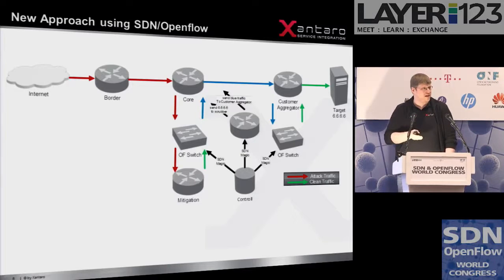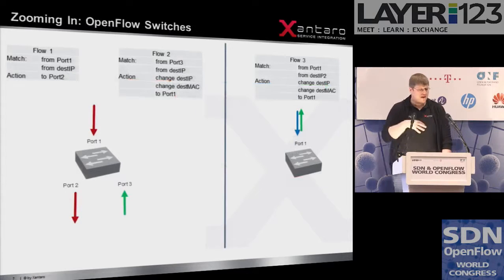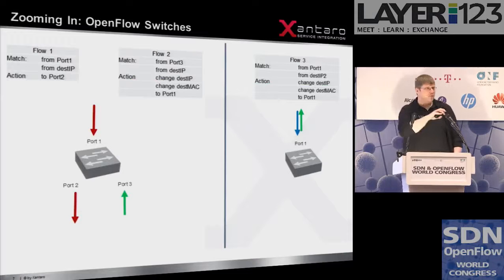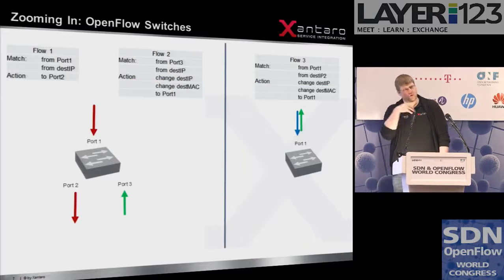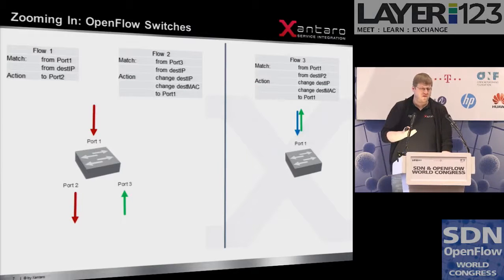So we have broken the looping in the network. Let's move in and zoom into specific parts of the solution and see what happens. We have two OpenFlow switches, one on the left side of the network, one on the right side of the network, and all we do is provision a couple of flows which perform specific actions. On the on-ramping, where the traffic is going to the mitigation device, we just program two flows.